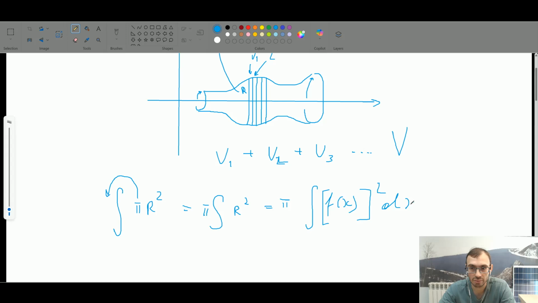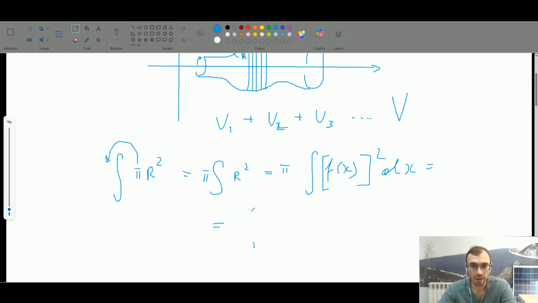so I can write it as pi times the integral of f of x squared dx, or rewrite it as pi times the integral of y squared dx. And that's how you get the formula for the volume of revolution.